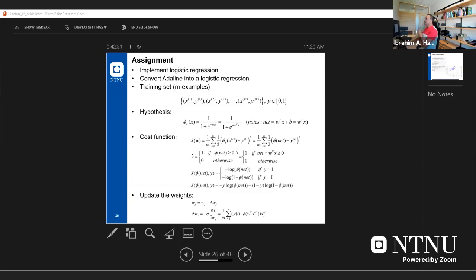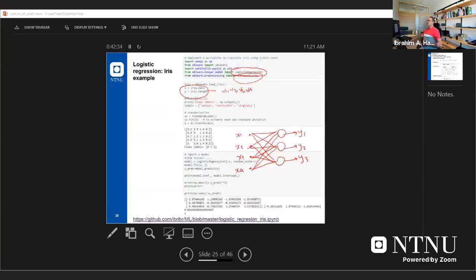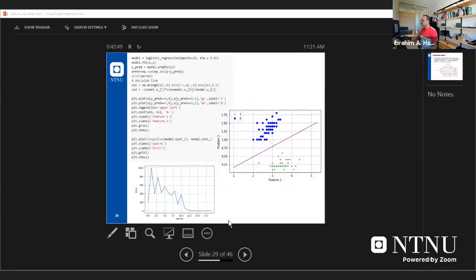As an assignment, implement logistic regression. Convert the adaptive linear unit into a logistic regression. I asked you to implement it step by step instead of using sklearn, for example. But this one is from sklearn, and if you go to this code, you can see the decision boundary.